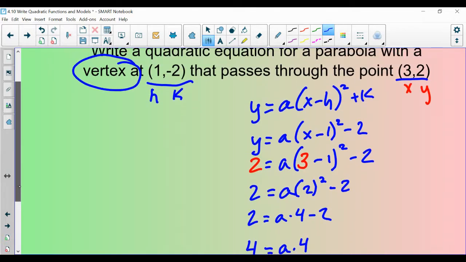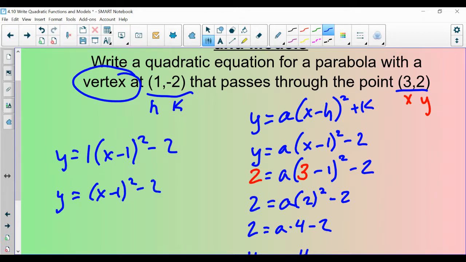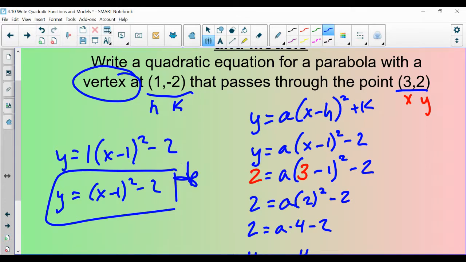Therefore, my final answer is going to be y = 1(x - 1)² - 2, or I don't even need to write the 1 there, right? So I could also write this as y = (x - 1)² - 2. It would be an awesome task for you to type this into your graphing calculator and make sure that its vertex is at (1, -2), and make sure that when the x value is 3 in the table, the y value happens to be 2. But I feel very confident that this is the right answer. So this would be it.